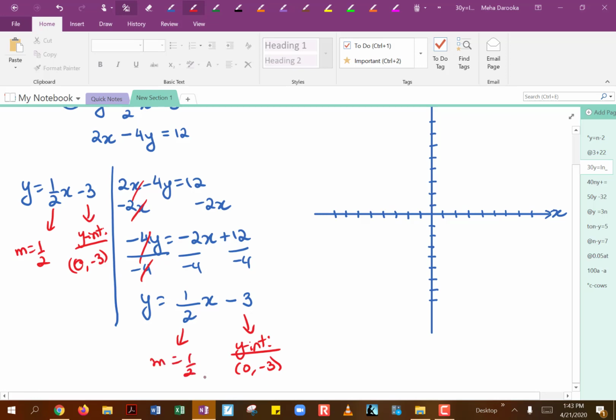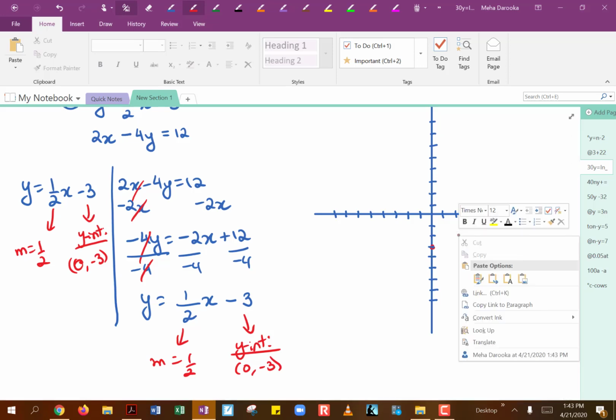So since they are essentially the same equation, we should expect to see the same line for both of them, right? So let's graph this. We're starting at 0, negative 3, and then our slope is positive 1/2, so go up 1, right 2.